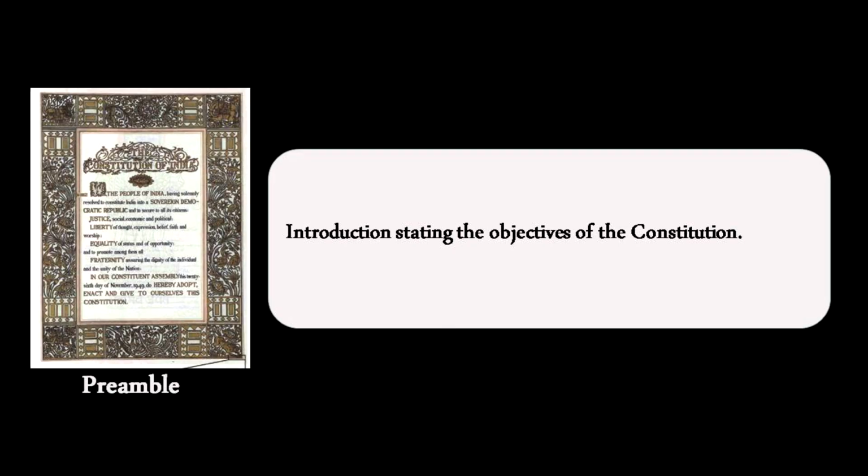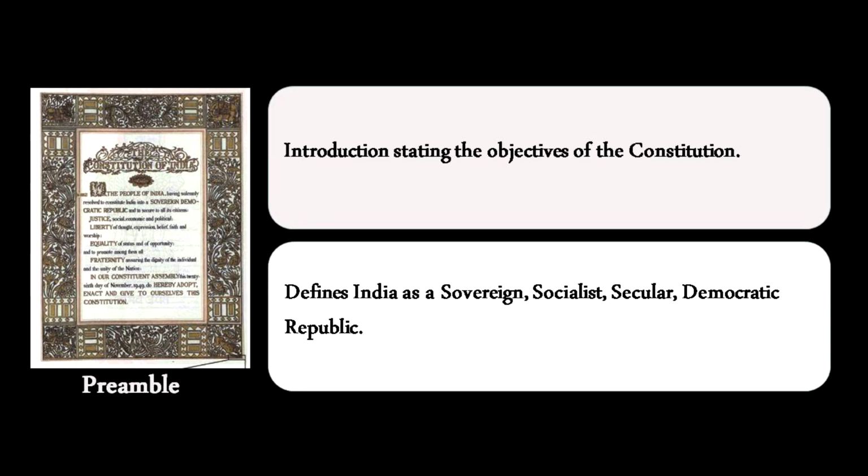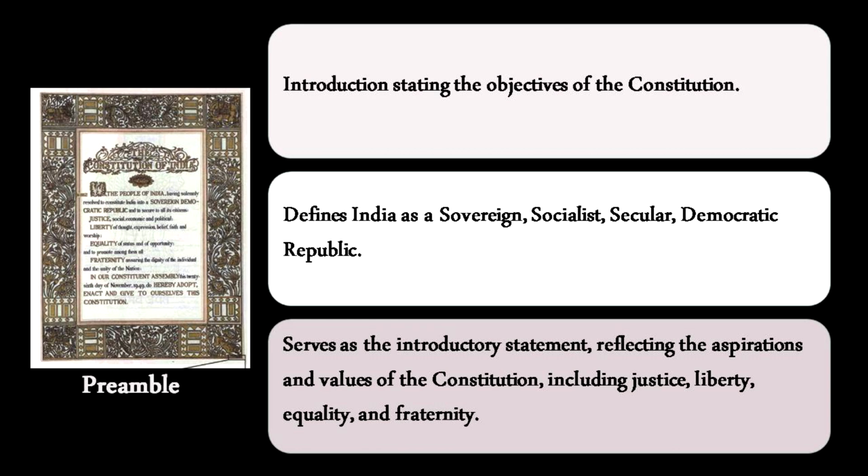Let's begin with the preamble. This is the introduction stating the objectives of our constitution. This defines India as a sovereign, socialist, secular, democratic republic. Each of these terms has its own in-depth, nuanced meaning. If you feel interested in this interesting document which is the Indian Constitution, you can go on and read it further and understand these terms with more clarity and more conceptual knowledge. The preamble serves as the introductory statement reflecting the aspirations and values of the Constitution, which include justice, liberty, equality, and fraternity.